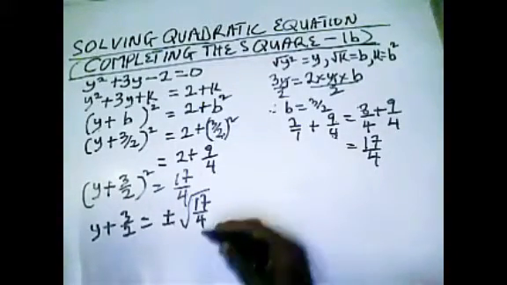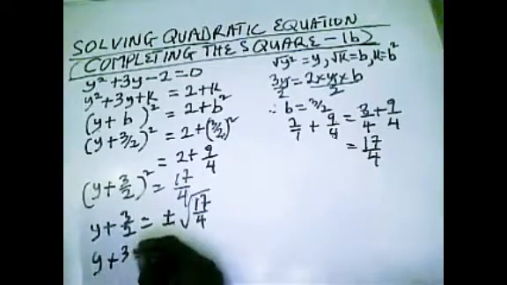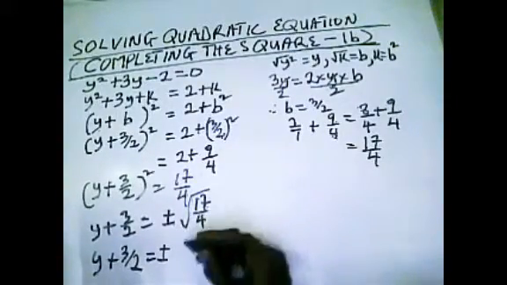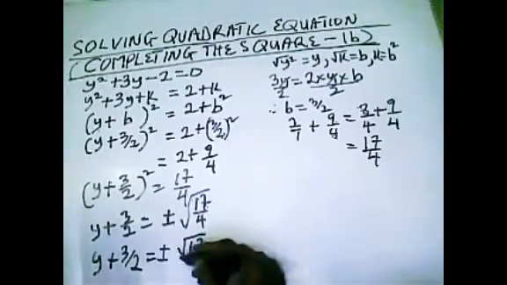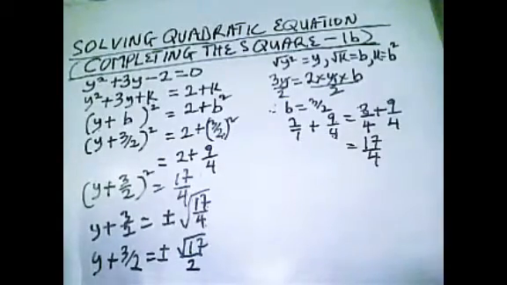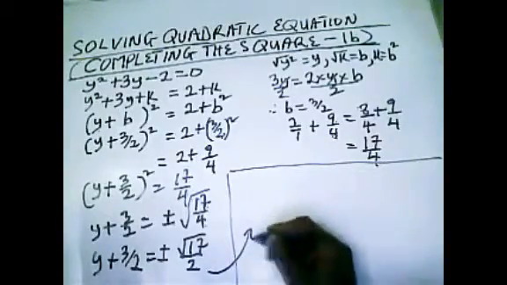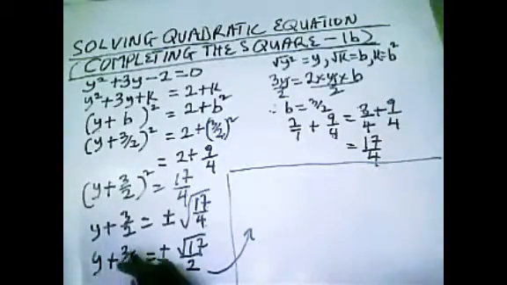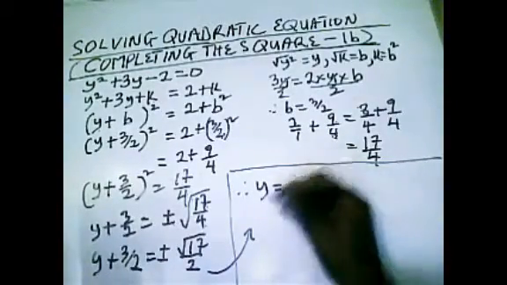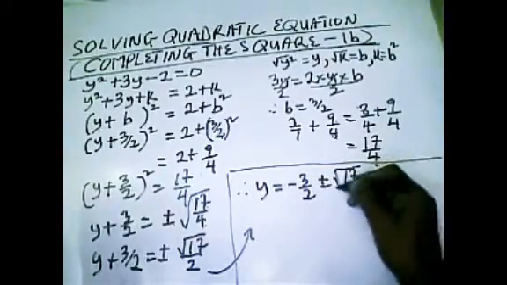The next step is to resolve what we have here. So here we have y plus 3 upon 2 equals plus or minus. Now the square root of 17 will still remain square root of 17 because it is an irrational number, and the square root of 4 will become 2. We are going to write this, take it up from here to here. Now, the next thing is to move our 3 upon 2 to this side.